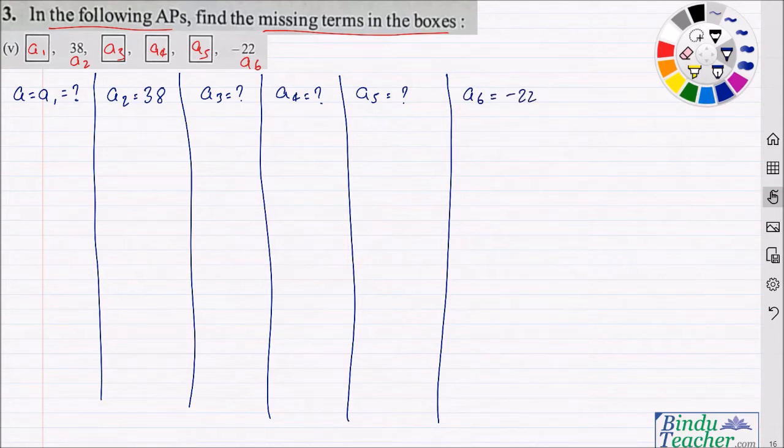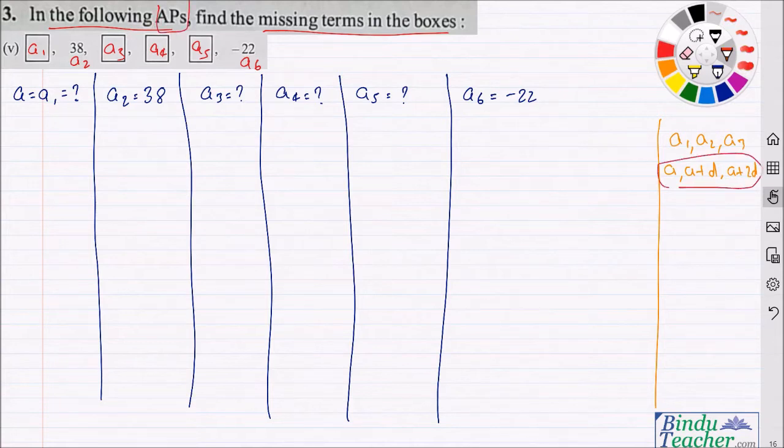So to solve this, we need to remember our equation for an arithmetic progression, right? A set of numbers, say A1, A2, A3, are said to be in arithmetic progression if they're of the form A, A plus D, A plus 2D, and so on. So here in the question, they have already said this is an arithmetic progression, which means this formula should apply for this list of numbers. Okay, so let's apply this formula.